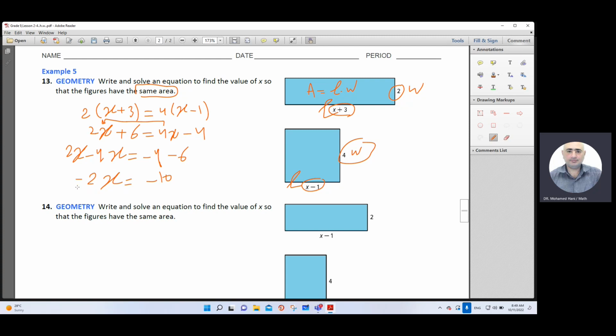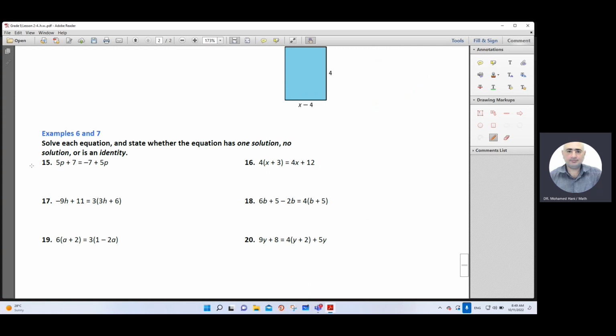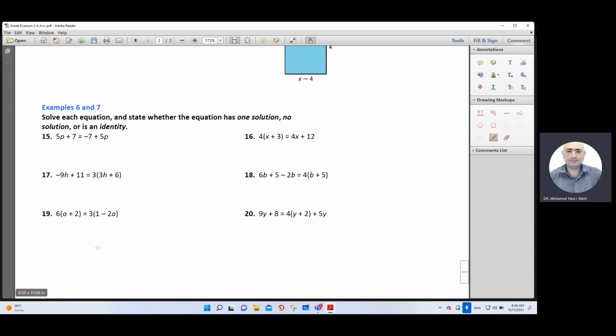Then what do I do here? Divide by negative 2, divide by negative 2. So x equals 5. Thank you, Muhammad Sharif. Number 14, the same idea. And here, number 15, 17, 19, the same ideas as the previous questions. I will send you the solution of this extra, the answer.